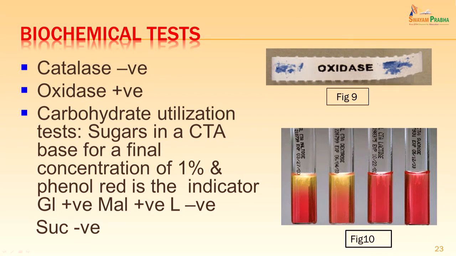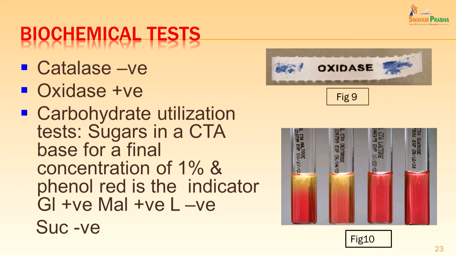Now, carbohydrate utilization was also done for the colonies. The medium which was used for carbohydrate utilization contained cysteine tryptic agar and it was a solid medium. So, it is referred to as the CTA base. At a final concentration of 1%, glucose, maltose, lactose and sucrose were added to it. The organism was glucose positive, maltose positive, lactose negative and sucrose negative.